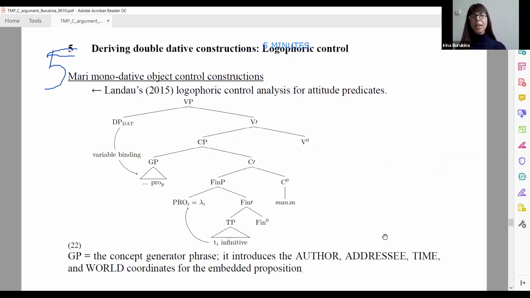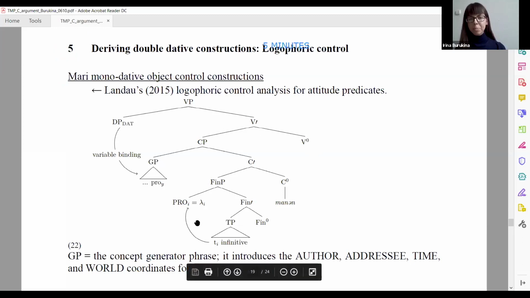So essentially, to formally analyze these constructions, I adopt this logophoric control analysis proposed by Landau for attitude predicates. And attitude predicates include our speech act verbs, for example. So what we see here, we have the lexical verb that selects this CP as its complement, right? Within the CP, we have manen in the C position, and then we have this embedded FinP, or you can think about it as the embedded IP, for example. It depends on a particular approach, within which we have the pro subject, right?